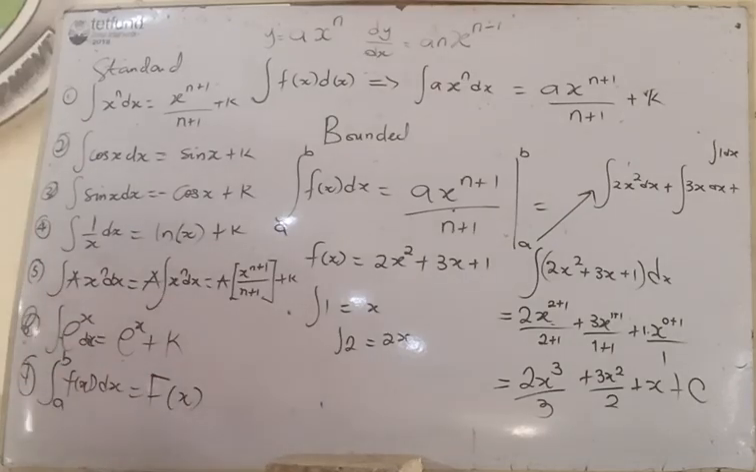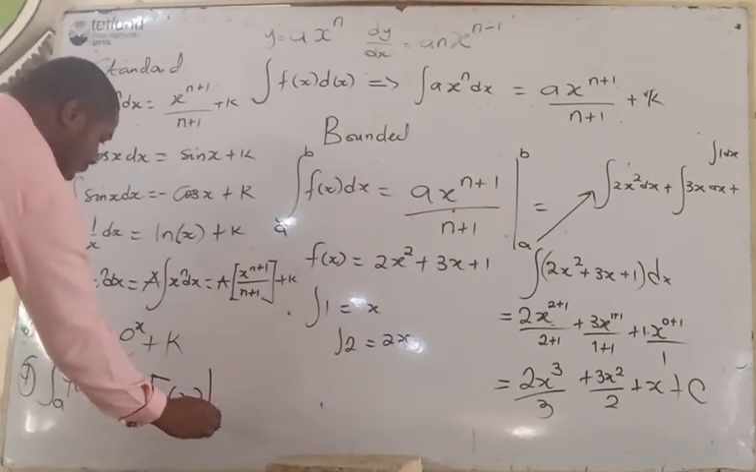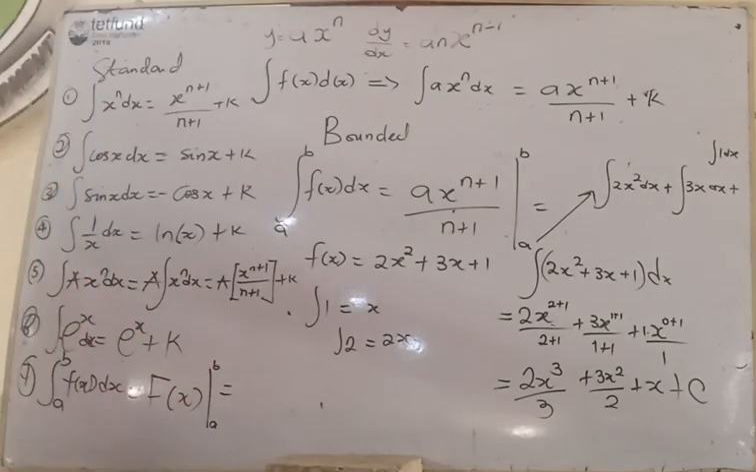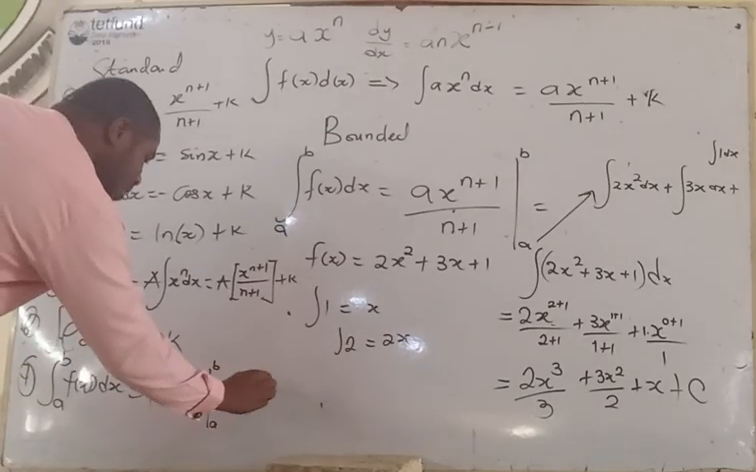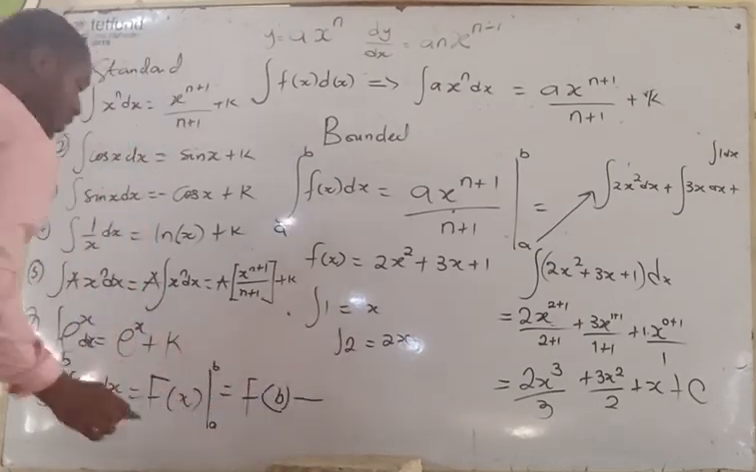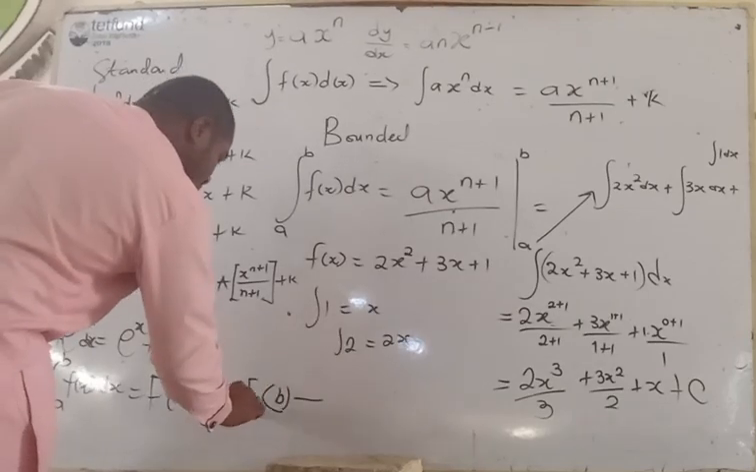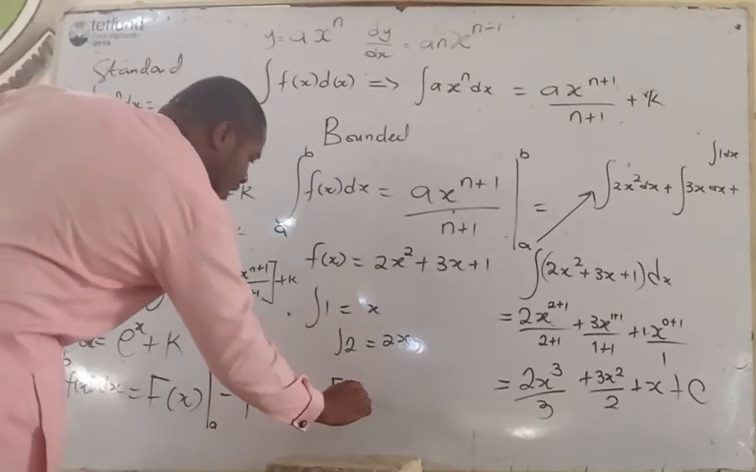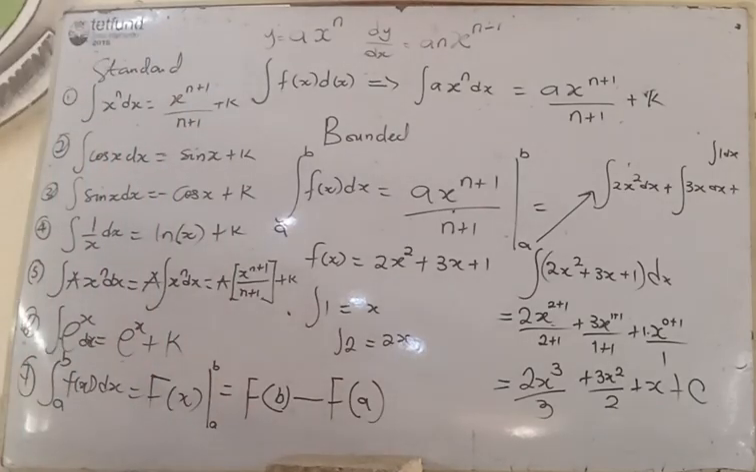Which I will represent as capital letter F, evaluated at A and B. Generally, for that function you get, you substitute B first, minus that same function evaluated at point A. If you do this, then you are correct. All together? I'm going to be giving you some examples. Please write. So this is going to be what? Definite integral. Fantastic.